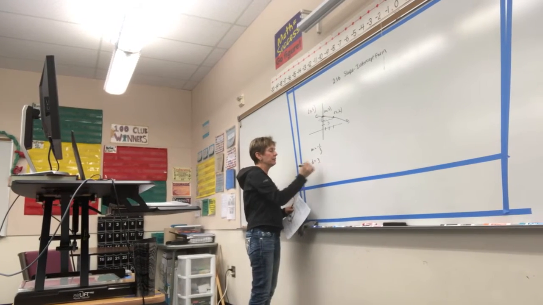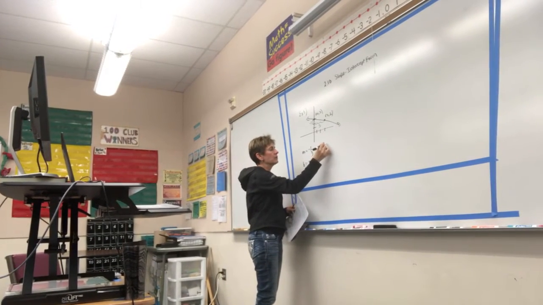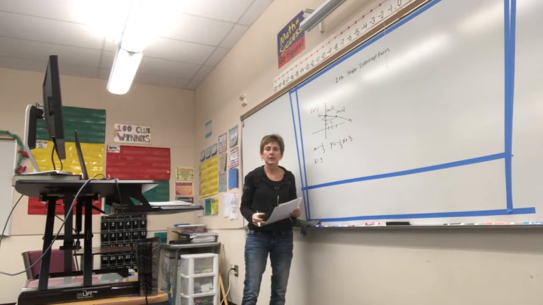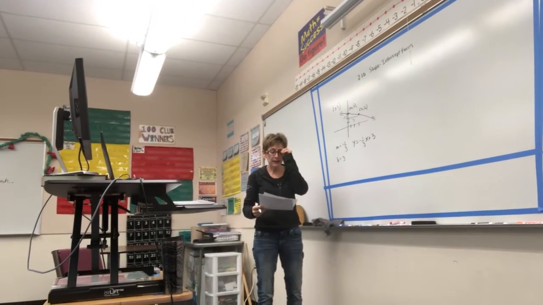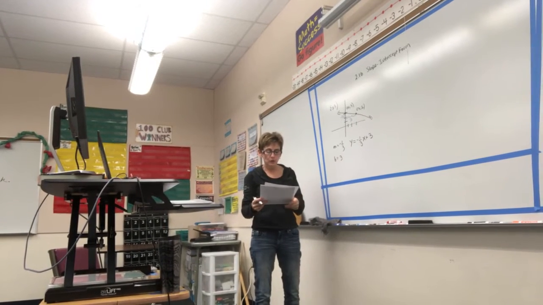It crosses at 3, so our b is 3. And then our equation becomes y equals -1/3 x plus 3. So you're just finding the m, finding the b. No matter what it is that you're working with, that is your goal.